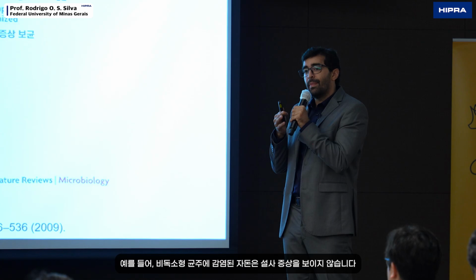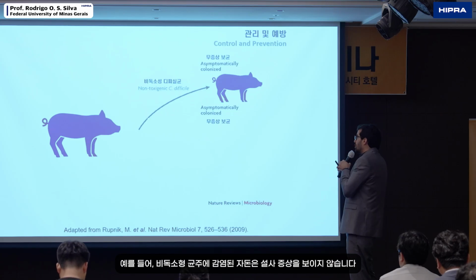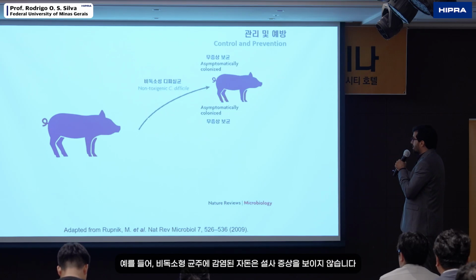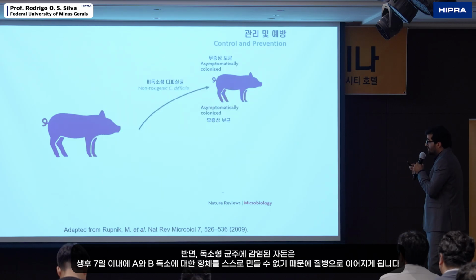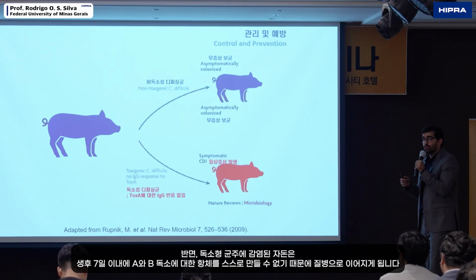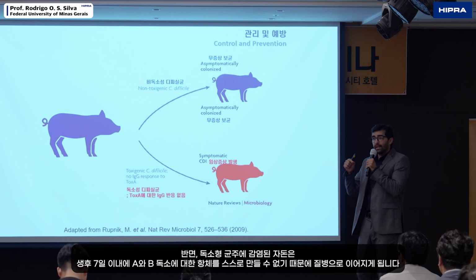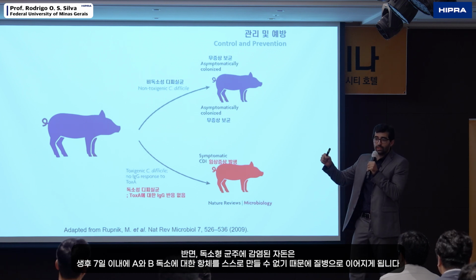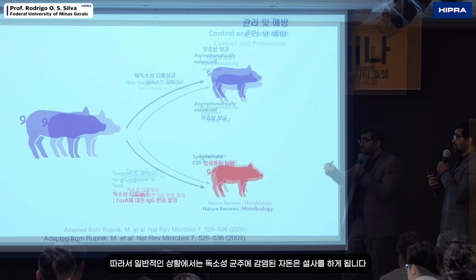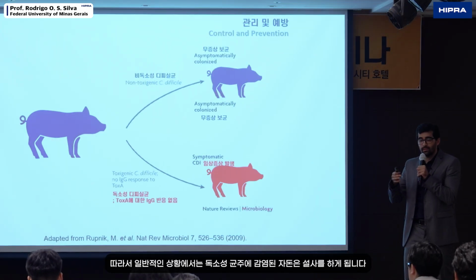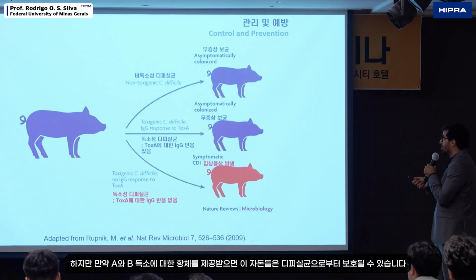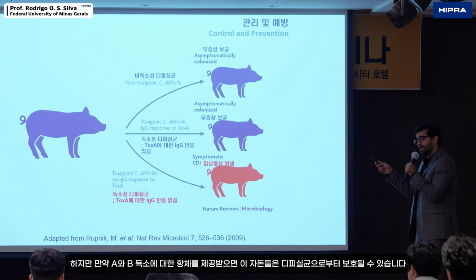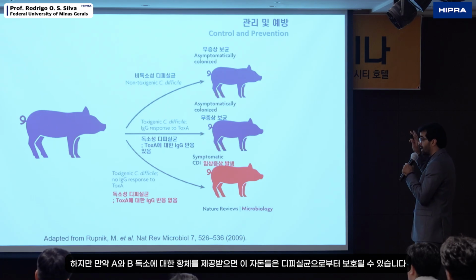In piglets, we are talking about a neonatal animal. So first of all, if this animal gets colonized by a non-toxigenic strain, of course this piglet won't develop diarrhea. But if this animal gets colonized by a toxigenic strain, it's impossible for a piglet to produce antibodies against A and B toxins in 7 days of life. So in a normal situation, a piglet that gets colonized by a toxigenic strain will develop diarrhea. But if we give them antibodies against A and B toxins, these animals can be protected.